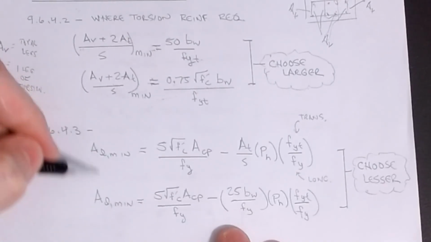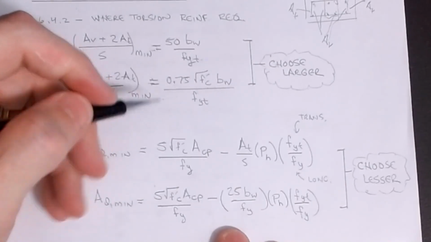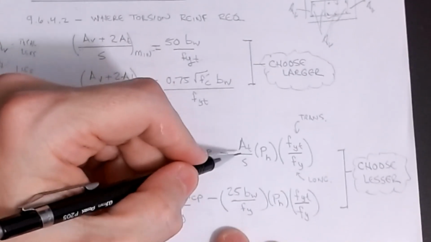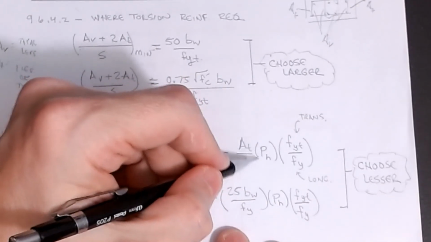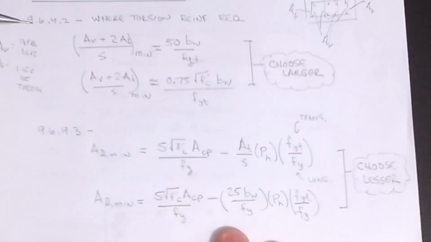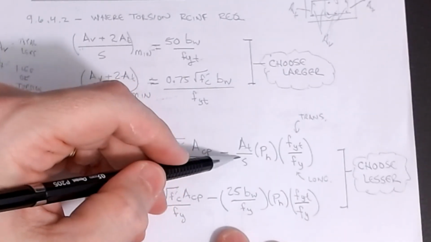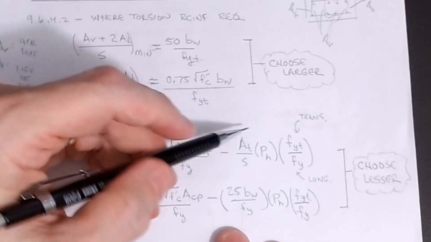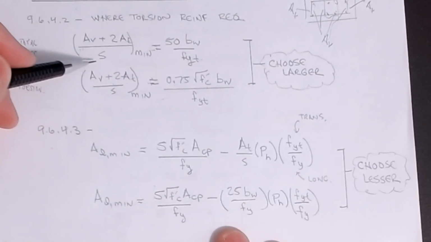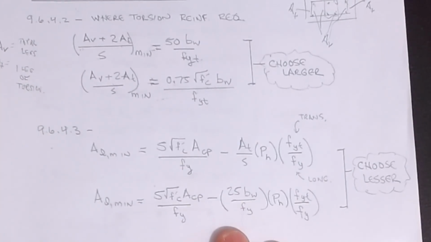There is a minimum quantity here that is the smaller of these two equations. It's 5 square root of f'c Acp over Fy, minus At over s, times the perimeter of the stirrup ph, times Fyt over Fy. So again, they're taking the area of the torsional steel and dividing it by its spacing. It's that At over s parameter. A lot of the calculations we do have to be in the form of Av over s or At over s, because the spacing is affected by the area of the bar that we're using. Does that make sense?